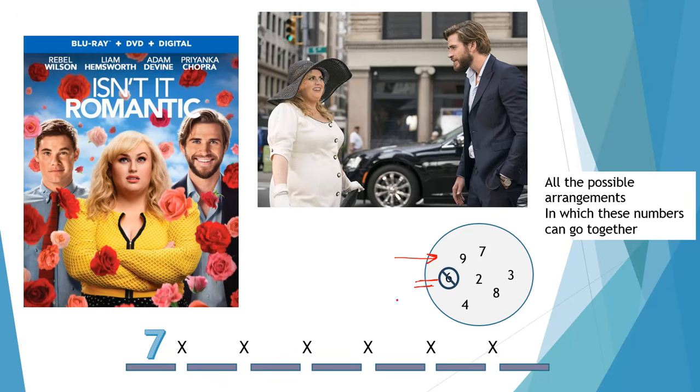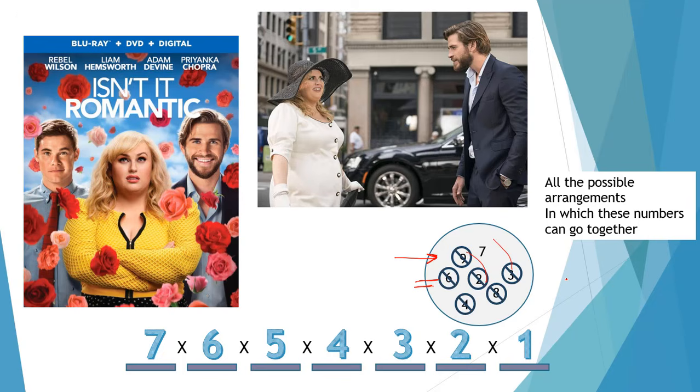For the second place, we have 6 choices to choose from. After consuming the second choice, we have 5 choices for the third place and 4 choices for the fourth place. Any of the 4 remaining numbers can occupy this fourth place. 3 choices for the fifth place, 2 choices for the sixth place and 1 choice for the last place. So 5040 possible arrangements are there for these digits.